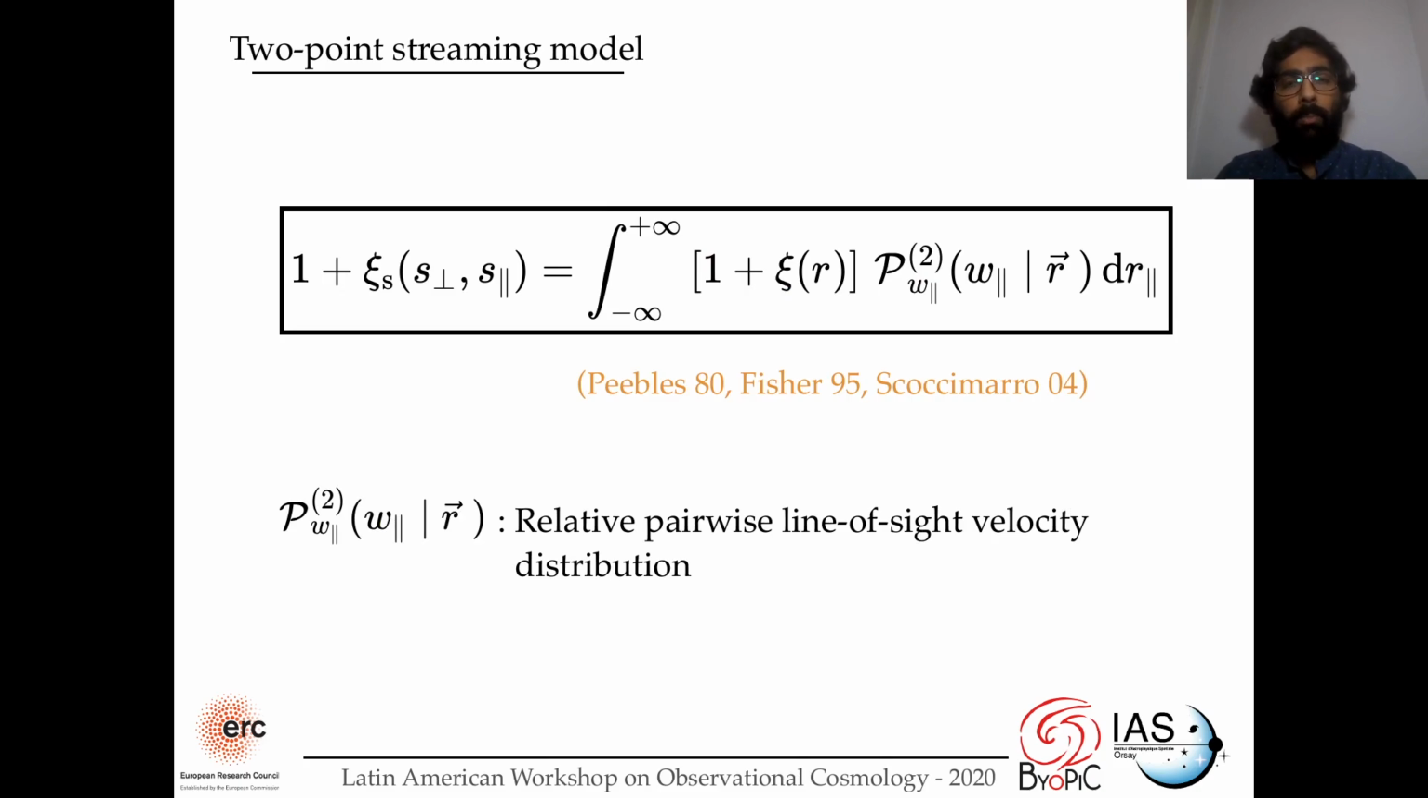One of the ways to map the isotropic real space correlation function to the anisotropic correlation function in redshift space is the so-called streaming model, which was introduced in 1980 by Peebles, further worked on by Fisher in 95 and Scoccimarro in 2004. It tells us that the anisotropic correlation function in redshift space is an integral of the real space correlation function times a relative line of sight velocity distribution. This distribution is denoted by P2.